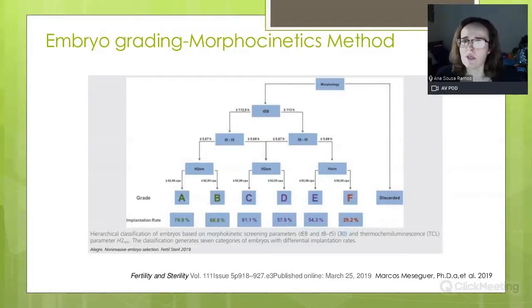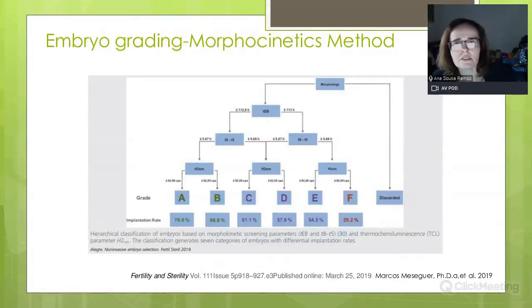You have some different algorithms because it's not possible to have the same one for all the places, because this kind of grading system depends on a lot of factors, as you will see right away. But only to understand, you have the time of divisions.